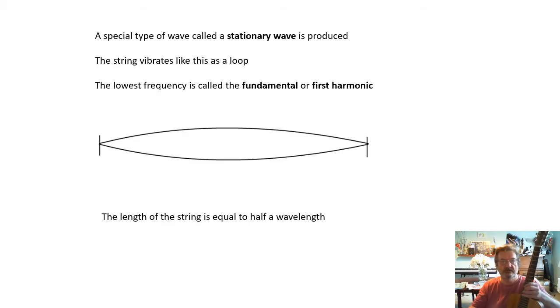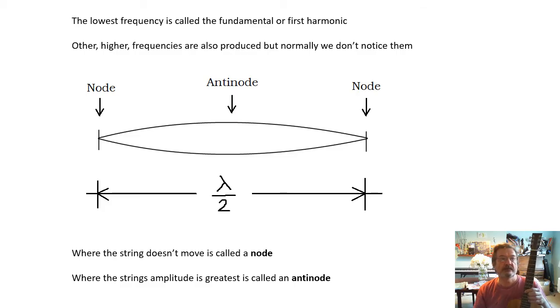Think about these loops. The string vibrates up and down like that, and the lowest frequency of this vibration is one single loop. So the length of the string is one single loop, and that's called the fundamental frequency, or the first harmonic. In music, the first harmonic is actually somewhere else, but in physics, we say that the fundamental is the first harmonic. And for the fundamental frequency, the length of the string is equal to half a wavelength.